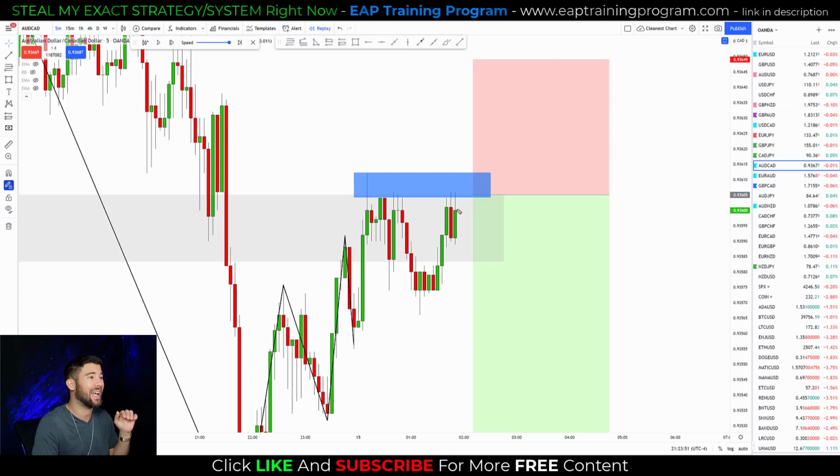The only thing that cannot happen is I do not wanna see a close above here, because that's exactly what's been happening, right? That's not showing rejection. Close above, close above. What I wanna see is rejection. So a wick needs to get into this zone, or a body needs to get into this zone of a candle, and then I wanna see a red candle showing me that sellers are trying to take control.